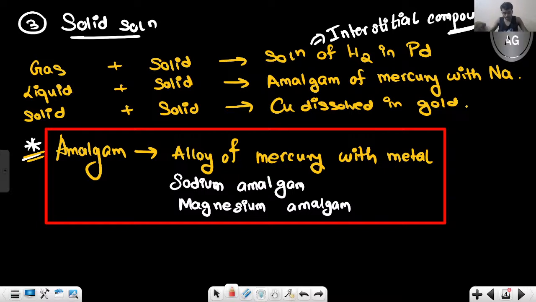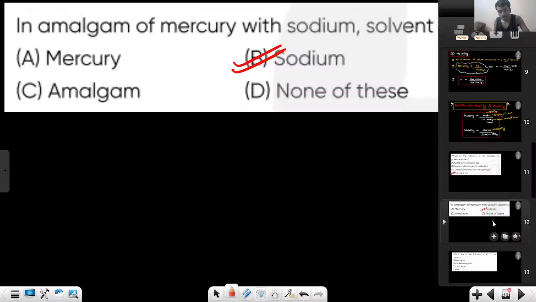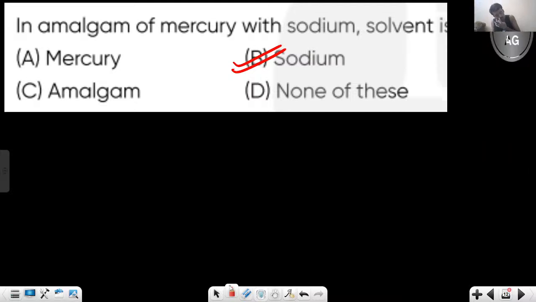If the solution is a gaseous solution, you will say the gas is a solute and something else is a solvent. Is it possible? No. If it is a solid solution, then the solid will definitely be the solvent. So the solvent is the sodium and mercury is the solute. Clear? Very common mistake again. The correct answer is sodium. Understood?